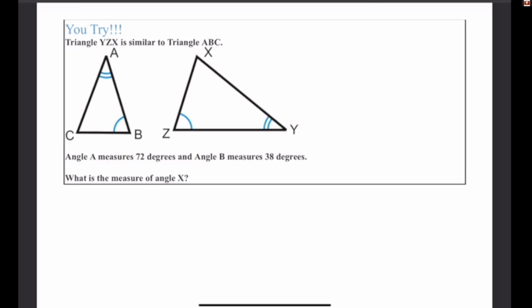You should get that your answer for this one, the measure of angle X, should equal, let's see, A is 72, B is 38, 72 plus 38. So angle X should be 70 degrees once you finish doing all of the math for this one, okay? Go ahead and check your answer with mine. You should have gotten 70 degrees for X.